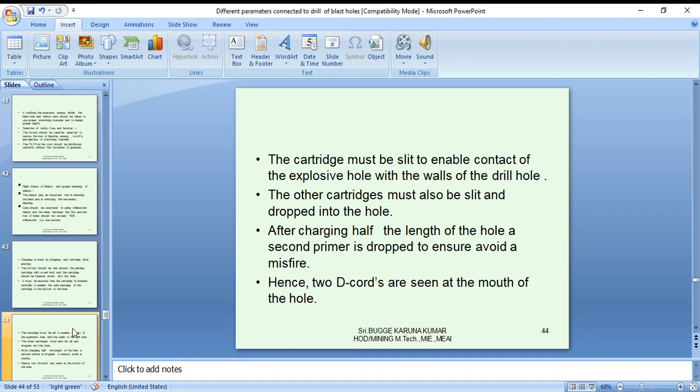The cartridge must be sealed to enable contact of the explosive with the walls of the drill hole. The other cartridges must also be sealed and dropped into the hole after charging. After charging the whole length of the hole, a second primer is dropped to avoid misfires. Hence, two detonating cords are seen at the mouth of the hole.